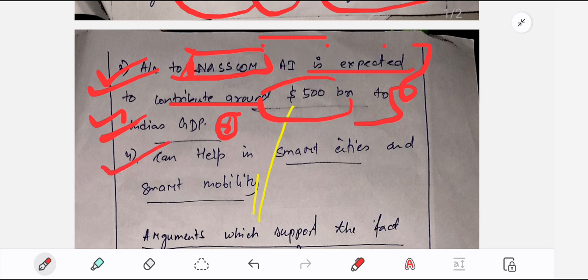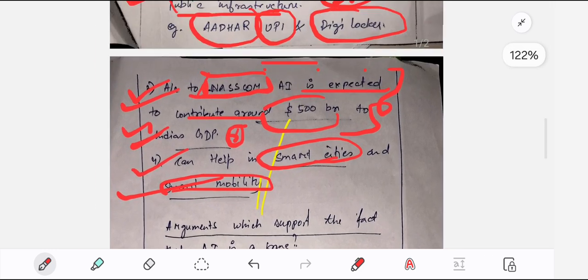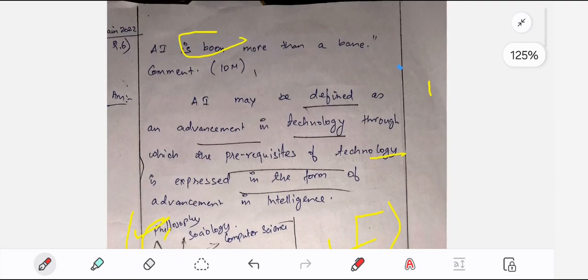And point number 4, it can help in smart cities and smart mobility. So smart cities, it will help, and smart mobility. So overall, AI will help us make our life easier. Now the question is asking whether AI is a boon or a bane.